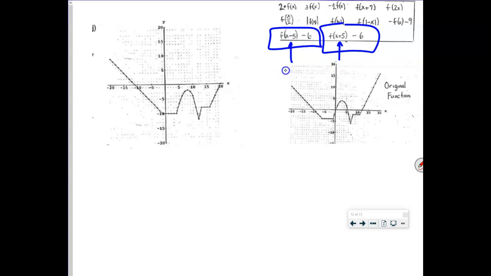Which one's left? The right one is left. All right. This one says left 5 and this one says right 5. Here's your new guy. Just take a step back and look at it. Does it look like it was shifted left or right? So this is the function f of x minus 5 minus 6.